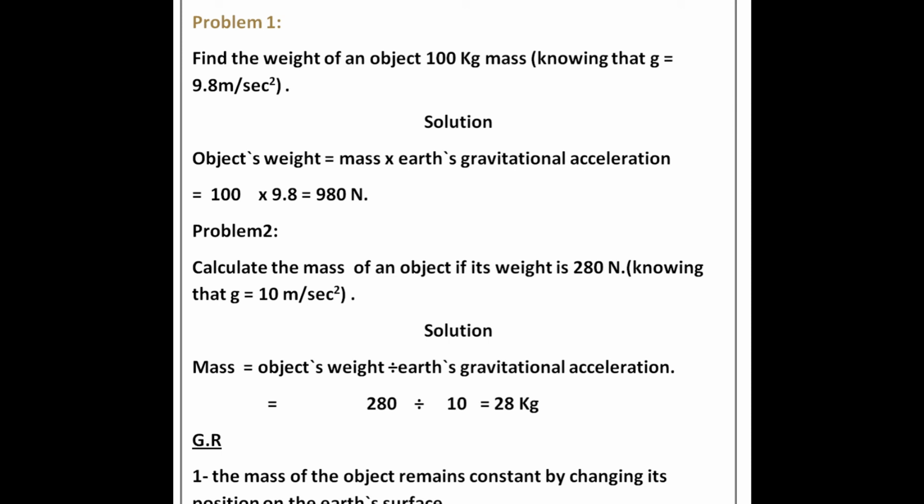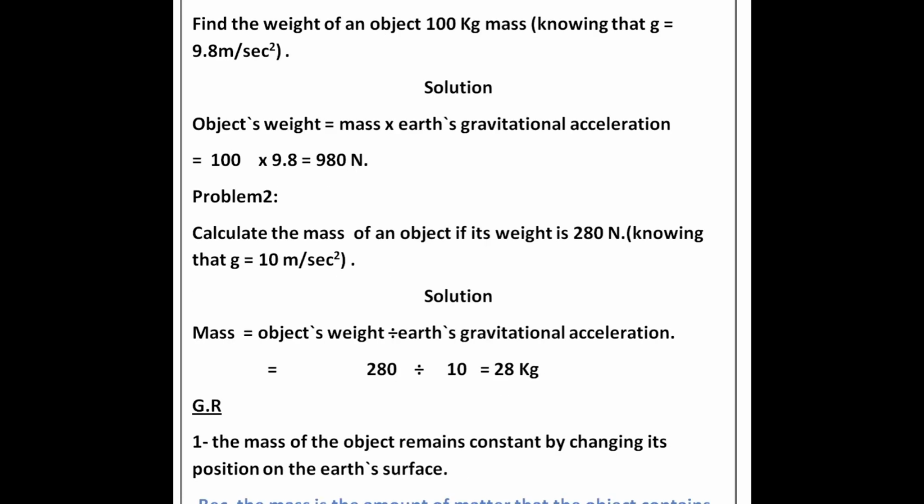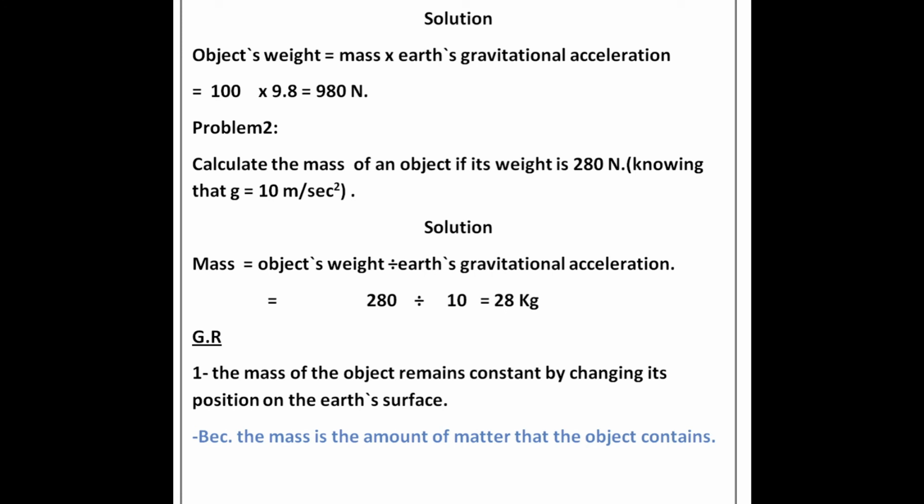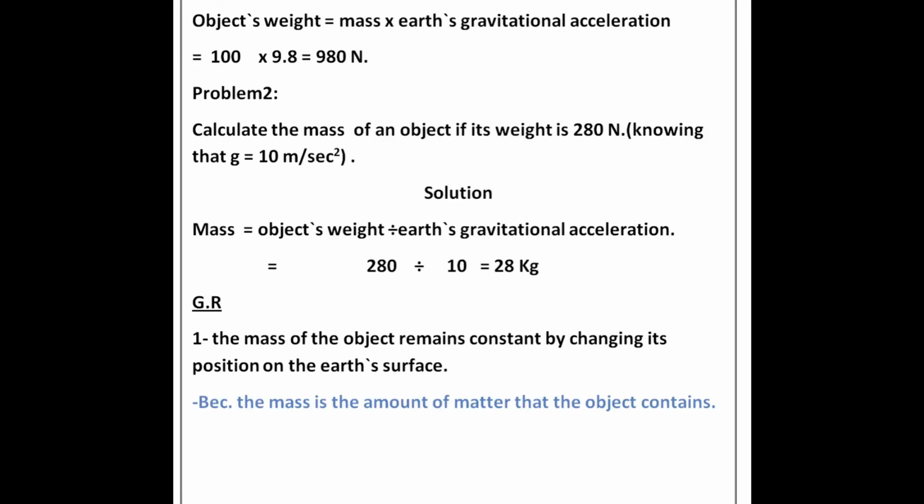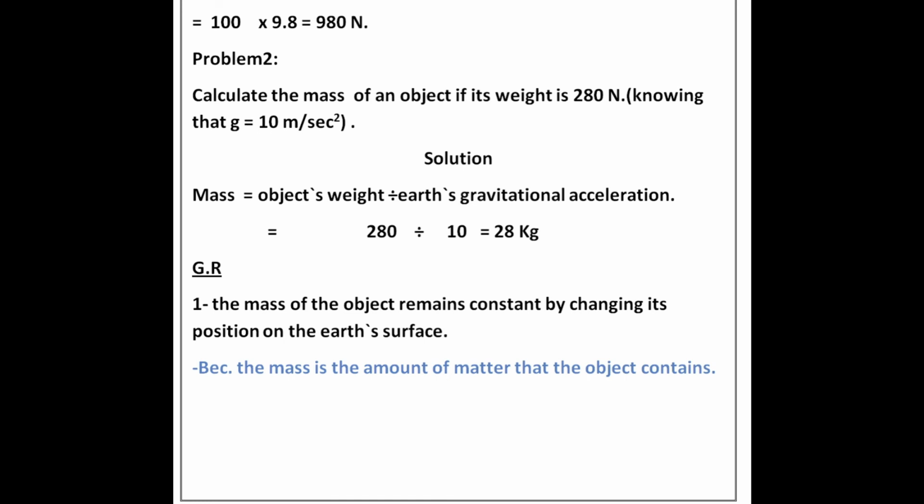Problem 2: calculate the mass. From the triangle, mass equals the object's weight divided by Earth's gravitational acceleration. The weight in the problem is 280 Newton, divided by 10, the gravitational acceleration, equals 28 kilograms. This is the problem.